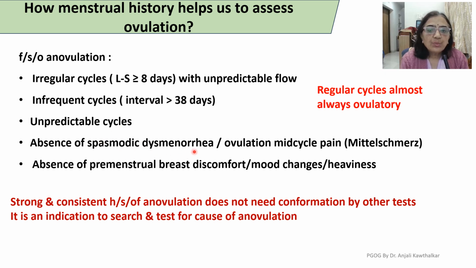Absence of spasmodic dysmenorrhea, absence of ovulation mid-cycle pain, which we call Mittelschmerz, absence of premenstrual breast discomfort, mood changes, or heaviness, all these are suggestive of anovulation.